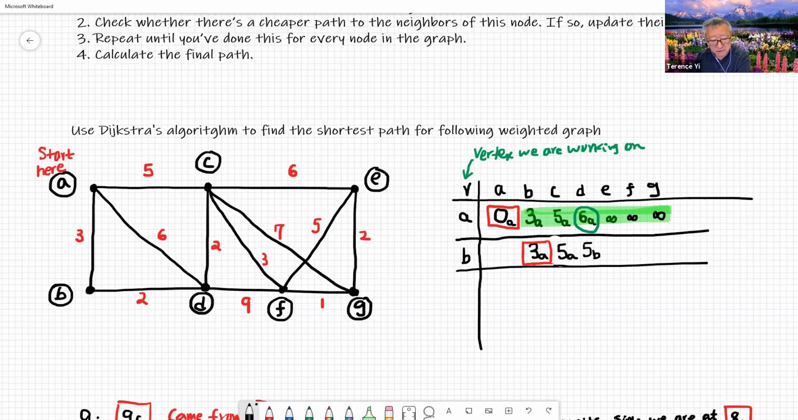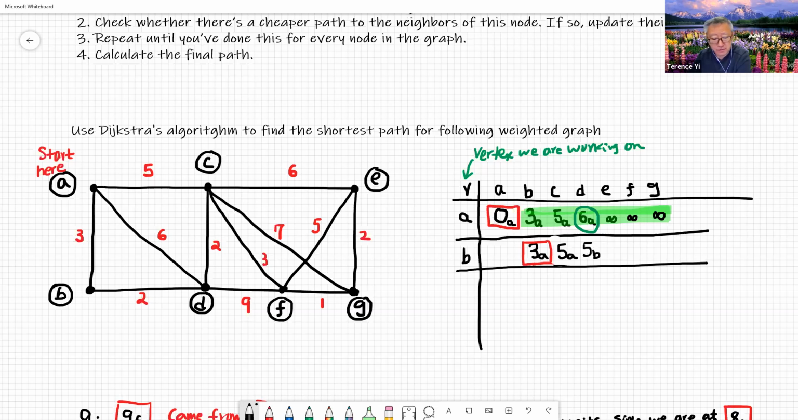So what we're saying here is that rather than taking the direct path from A to D, which was 6 units right above here, if we take A to B and B to D, that's what this means. A to B is 3 units, and B to D is 2 units. So 3 plus 2 gives you 5, which is smaller than 6, and that's what we're going to take. All right.